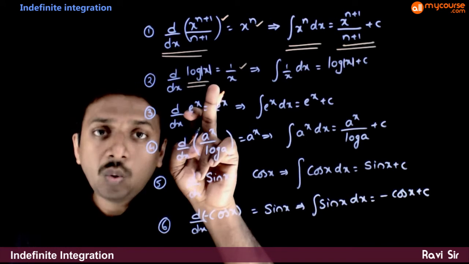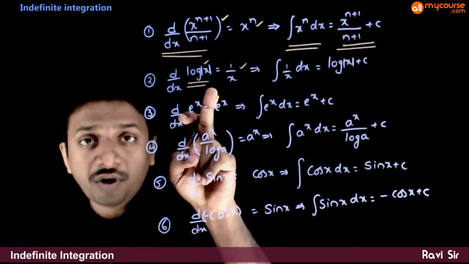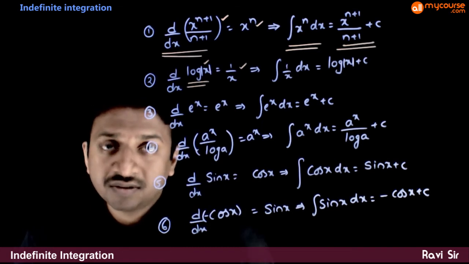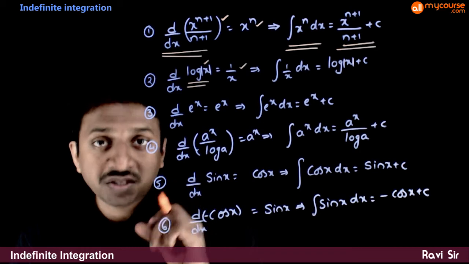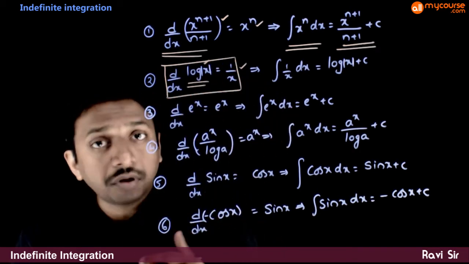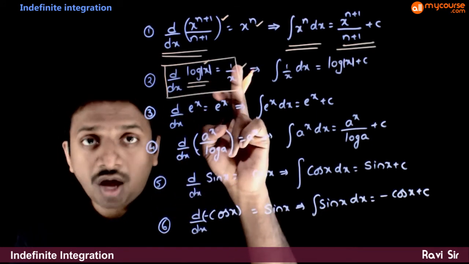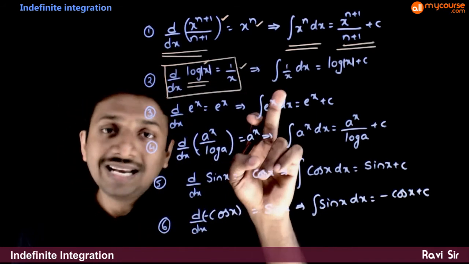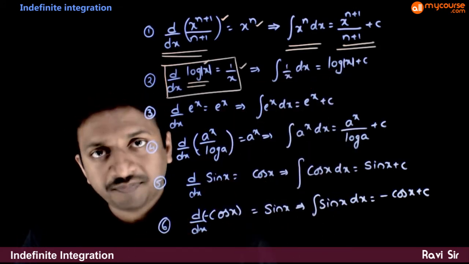You will be wondering why I have written log mod x, because you know that d by dx of log x is also equal to 1 by x. If I write d by dx of log x, that will be valid only for positive x. But this formula is valid for all x. So d by dx of log mod x is always equal to 1 by x. So integration of 1 by x dx will always be equal to log mod x plus c.